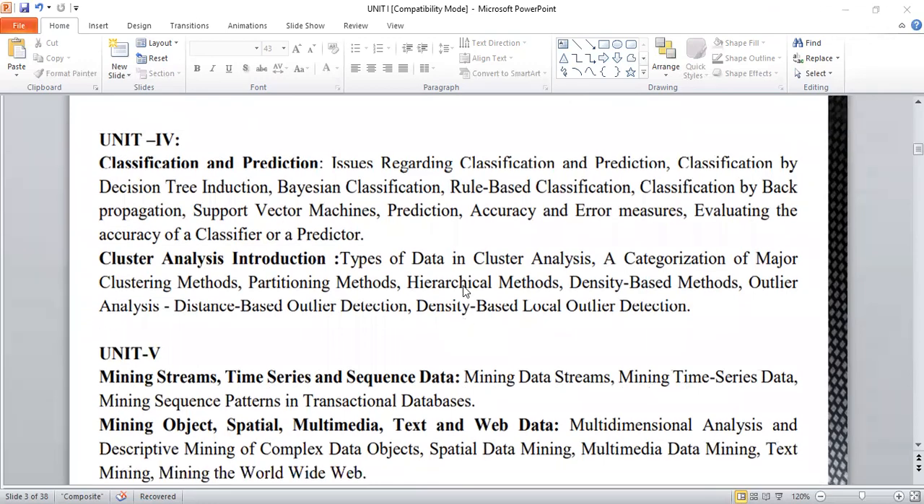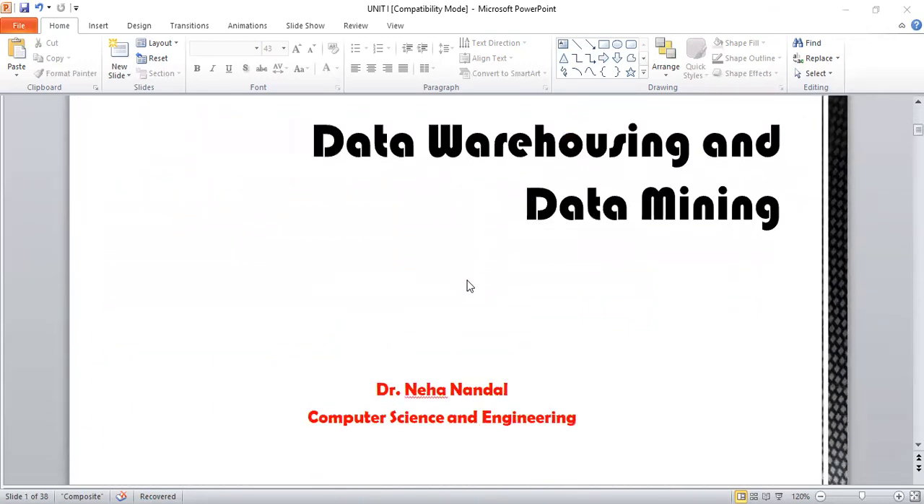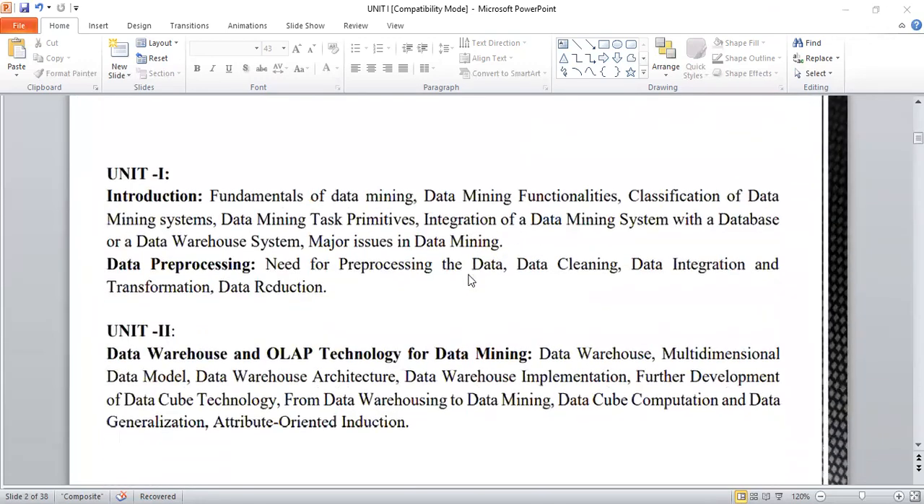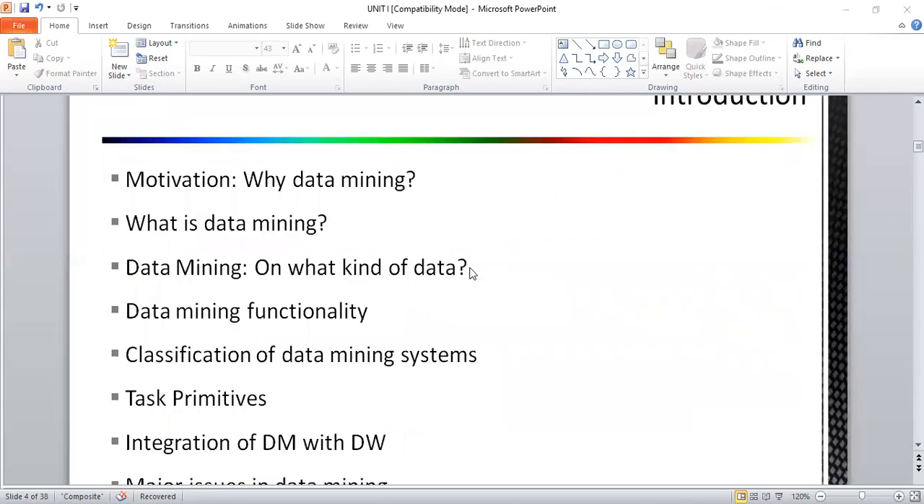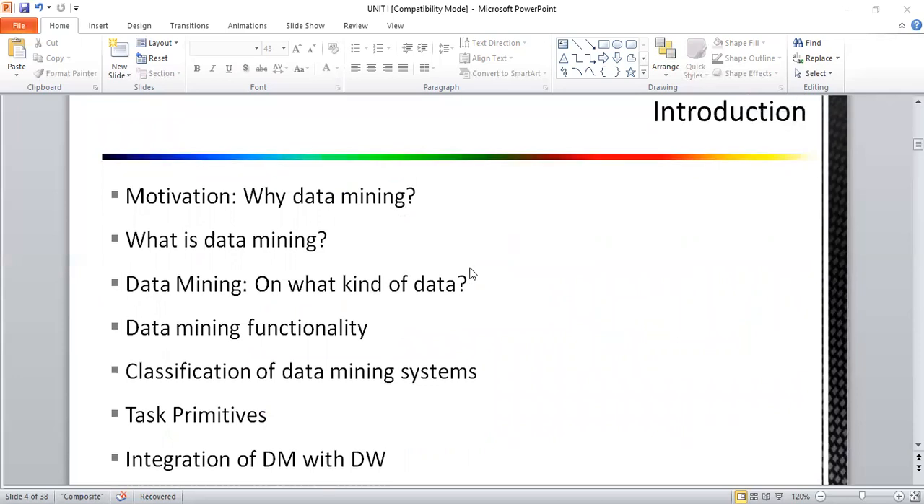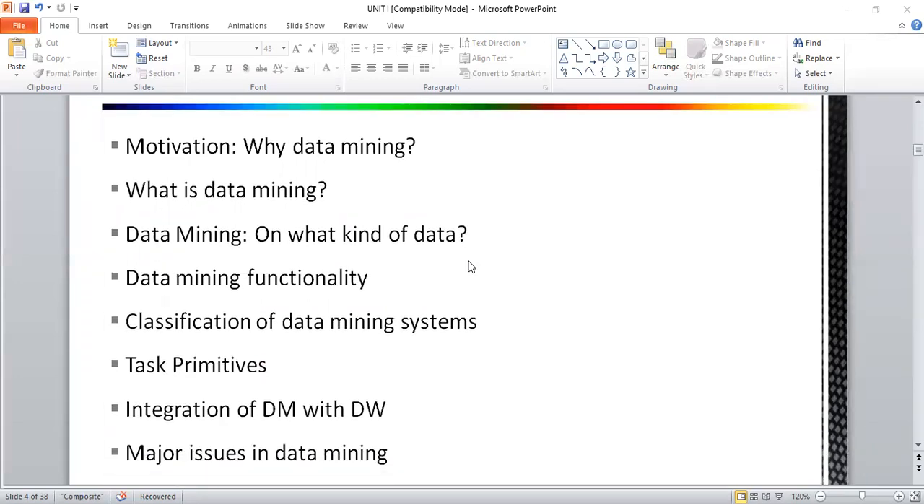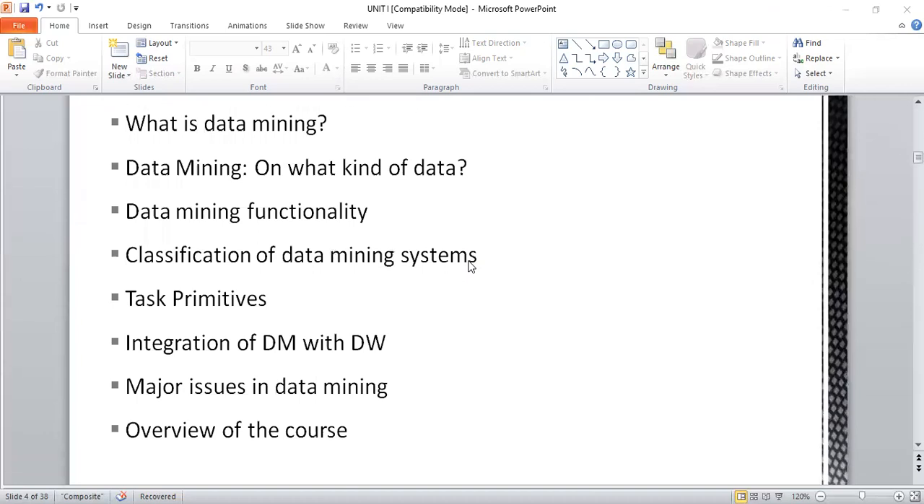So that is our syllabus, and in our first class we'll start from unit number 1, and let us see the motivation behind data mining first. Then we will cover what is data mining, on what kind of data we can perform data mining, its functionalities, classification, task primitive, integration of data mining with data warehouse, and major issues in data mining.